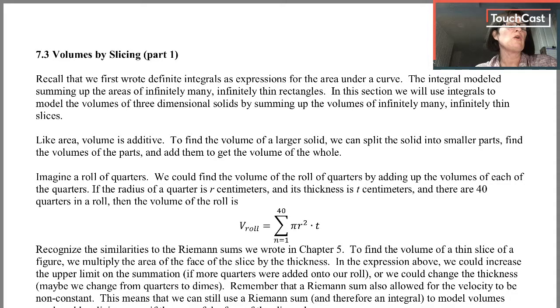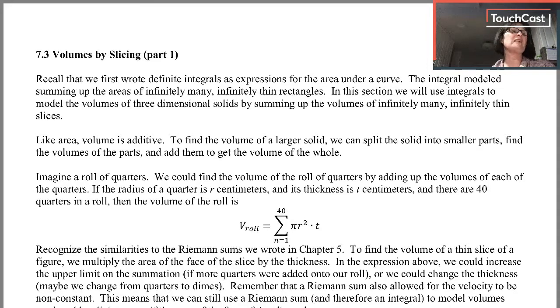In the last section, we talked about splitting up a picture of an area into infinitely many, infinitely thin rectangles, writing an expression for the area of each rectangle, and using an integral to add them up. Well, in this chapter, we're going to do something similar, except we're going to imagine slicing a 3D object into infinitely many, infinitely thin slices.